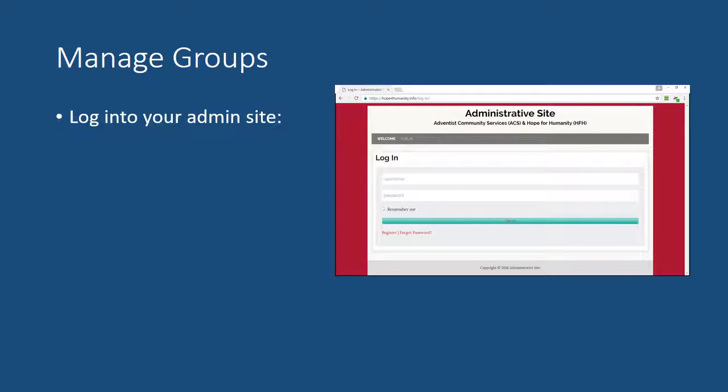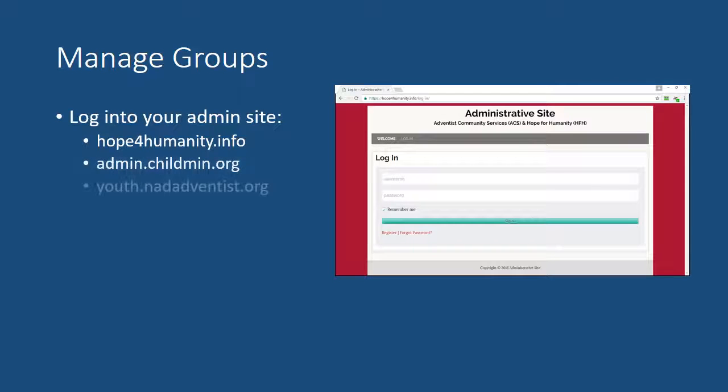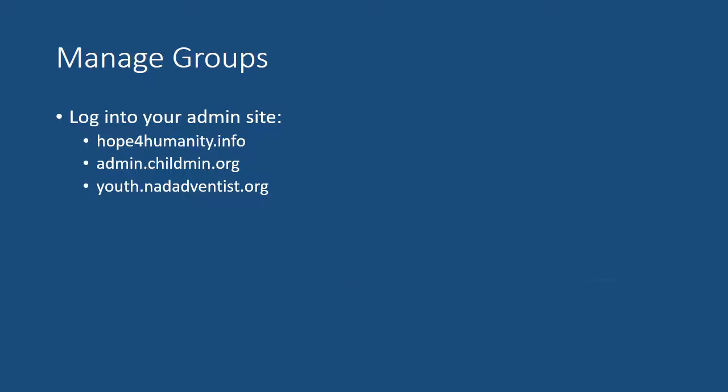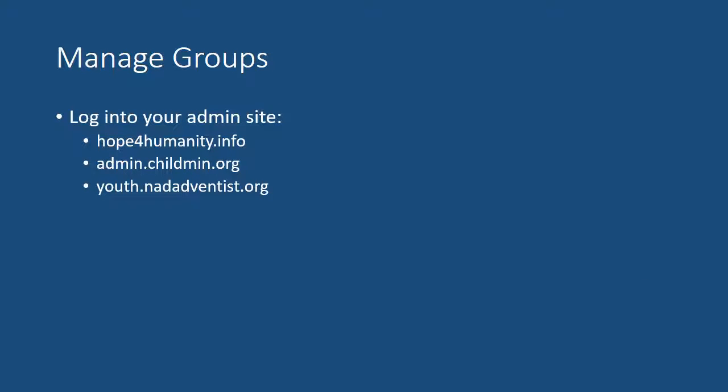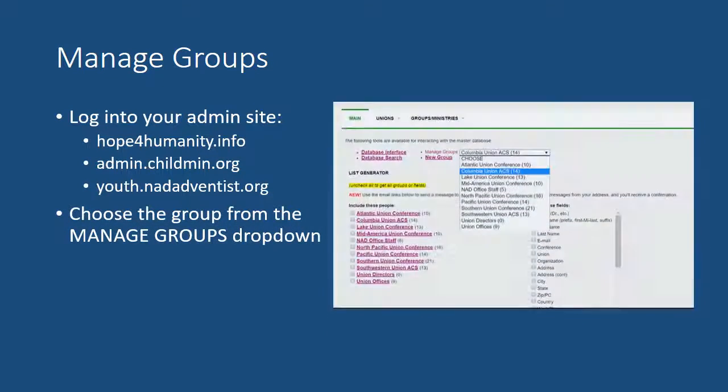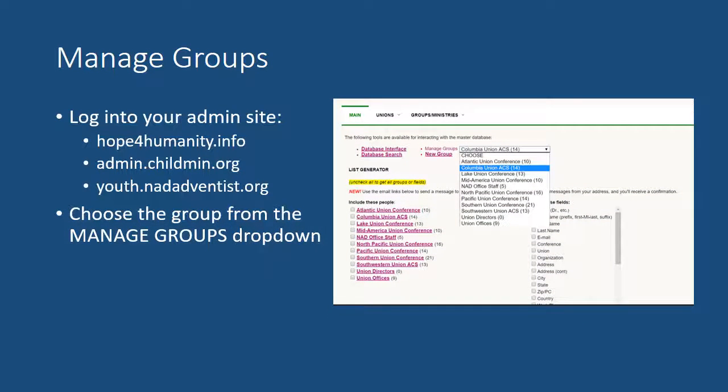You can manage your groups by logging into your department's administrative site. If you aren't sure of your login information, click the Forgot Password link at the bottom of the login page. Then type in your email and click Get New Password. Each person in your department should have their own login. Once you've logged in, you may need to choose Manage Contacts from the navigation menu. Then you'll see a main screen that looks like this.